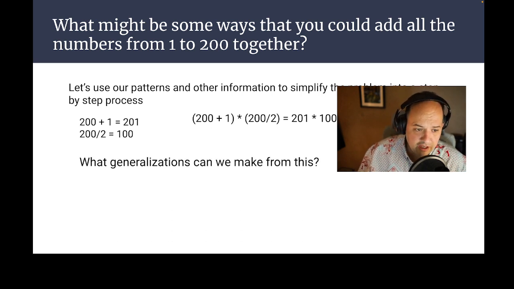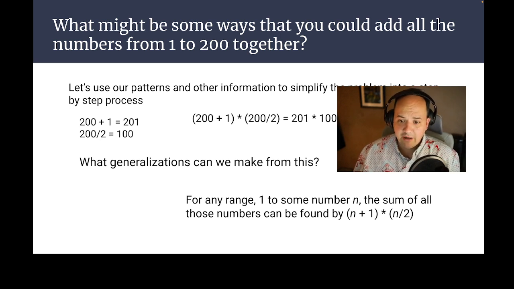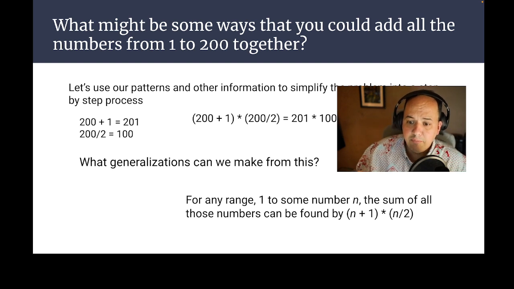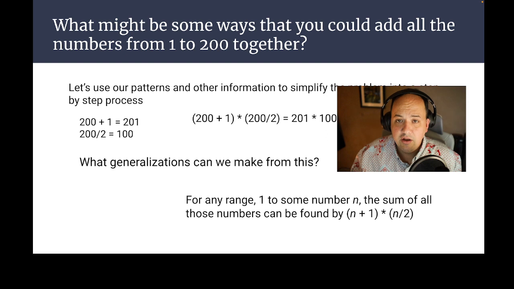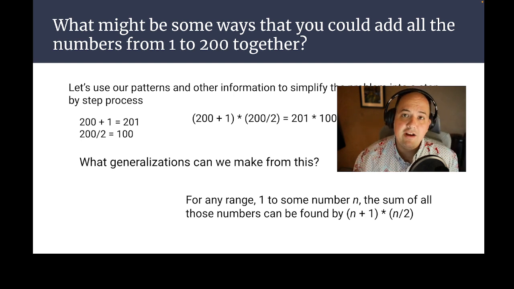So if we generalize it, we can say for any range, 1 to some number n, the sum of all of those numbers can be found by n plus 1, right? So 200 in our case plus 1 times half the number of numbers there are, so 200 divided by 2. That may seem like a large jump, right? To go from this particular problem into this thing that looks very algebraic.